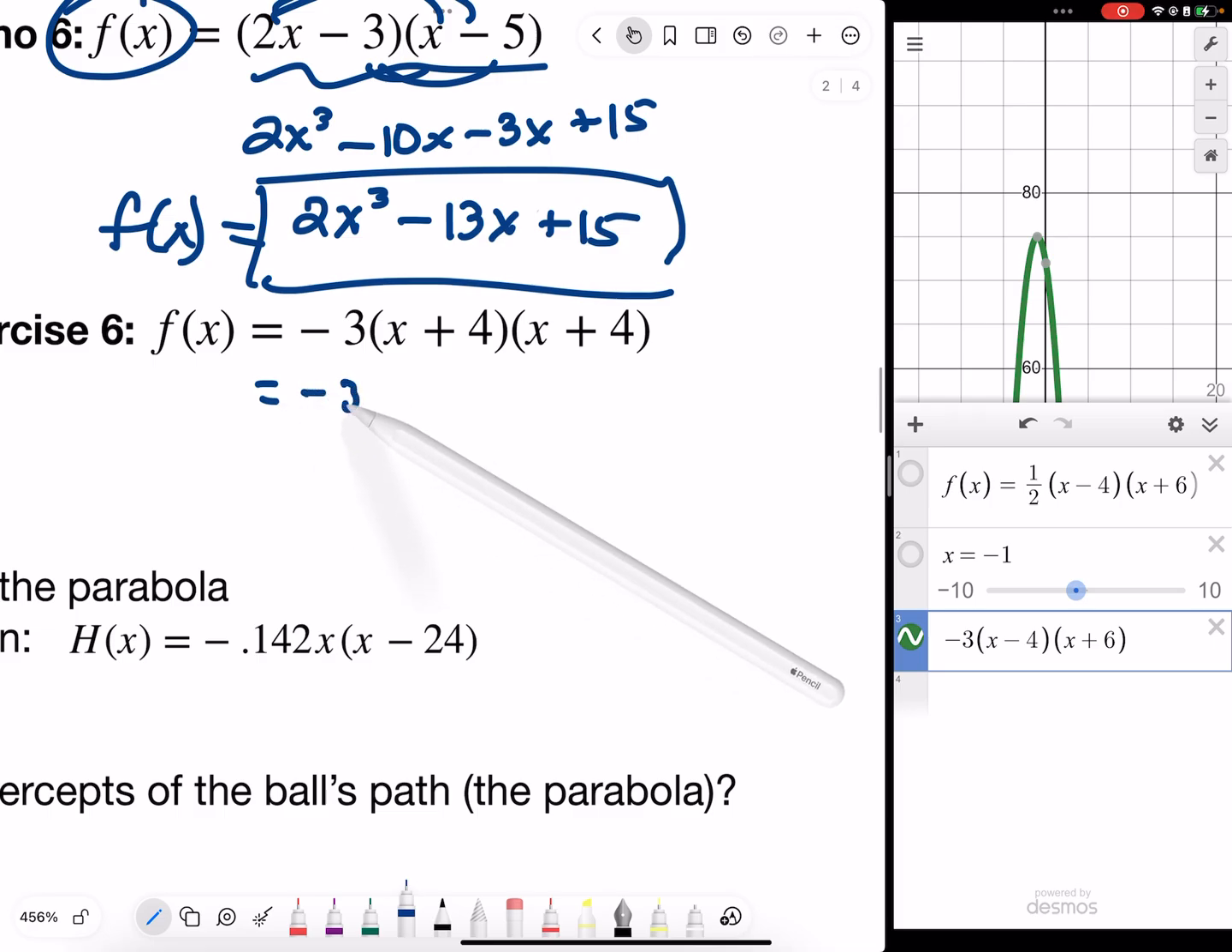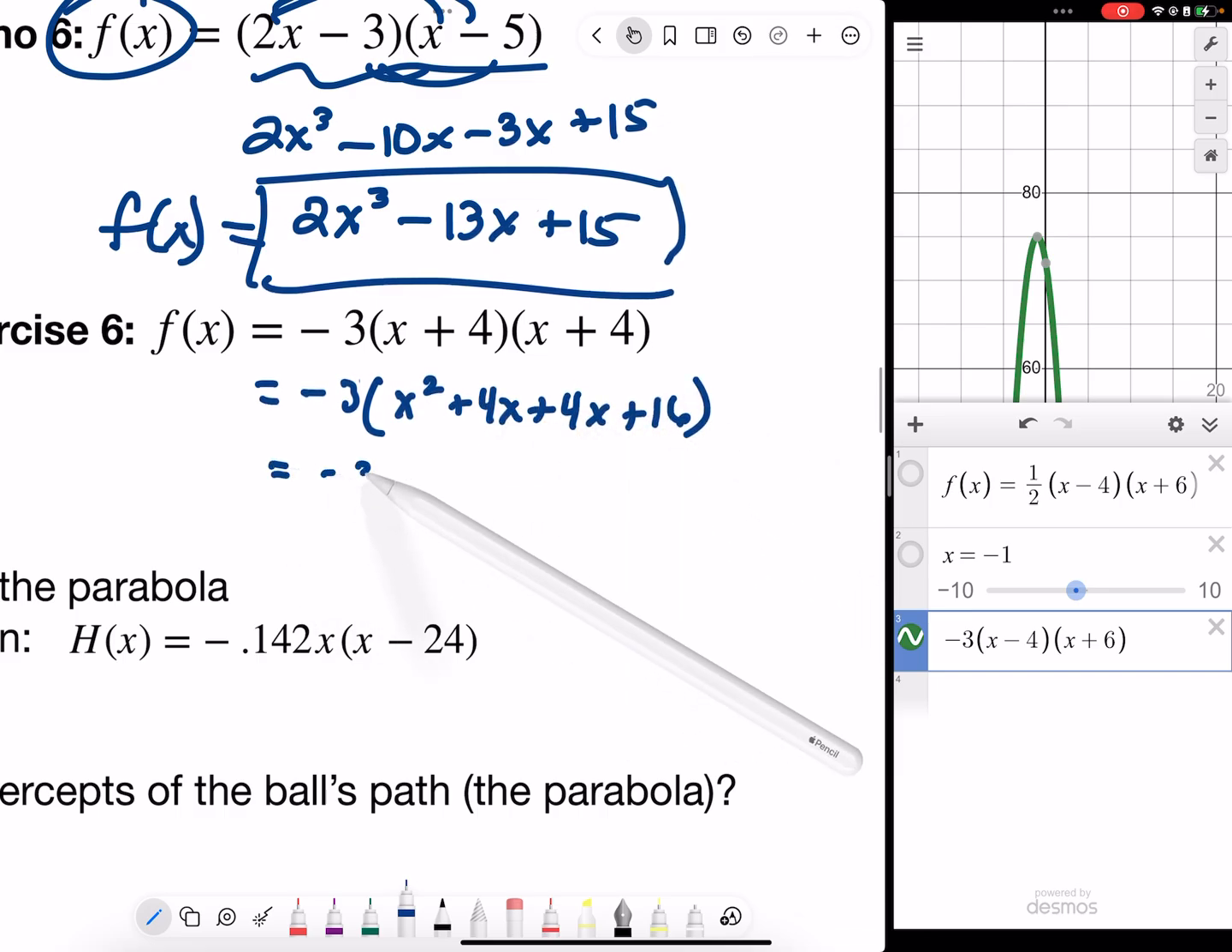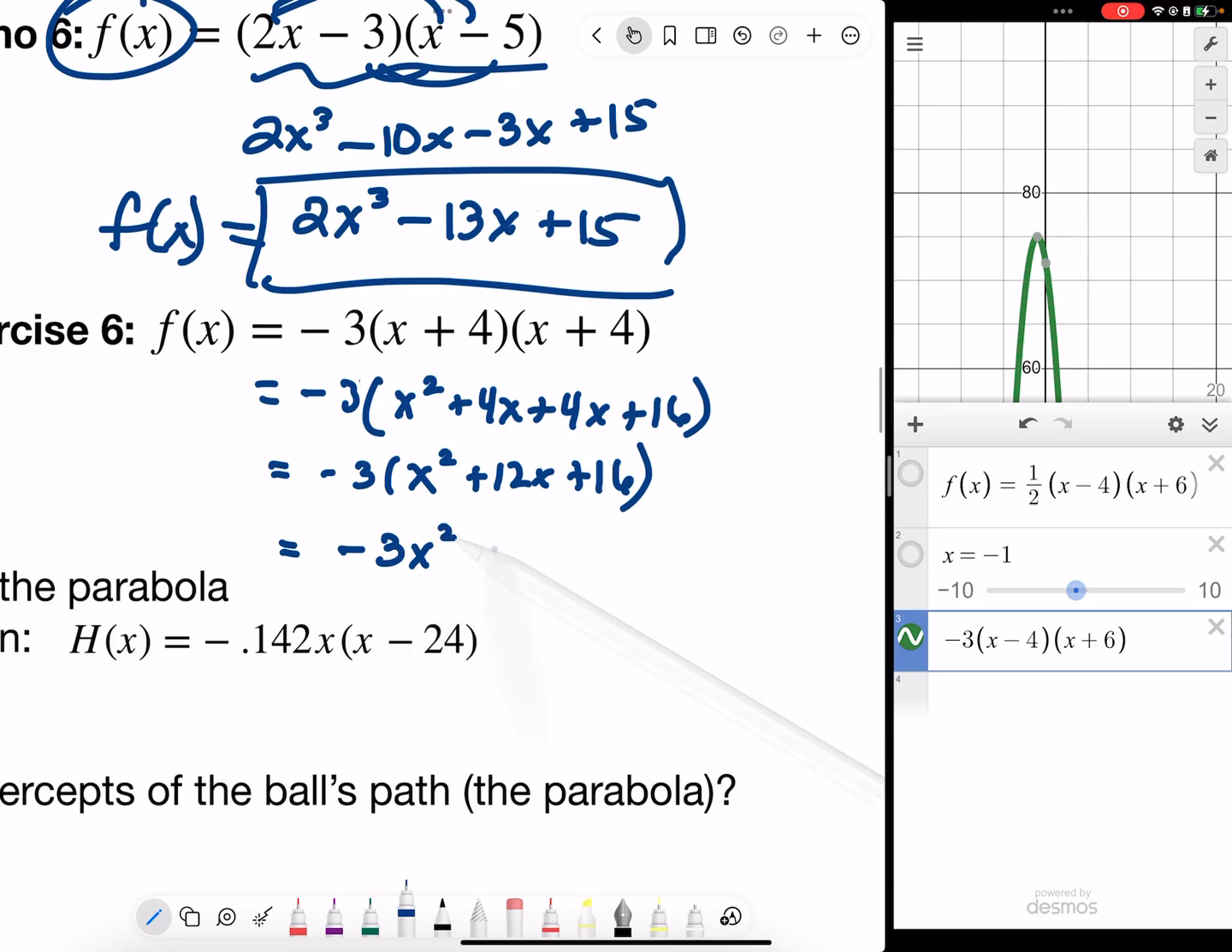Same thing. I'm going to do the x plus 4 times the x plus 4 first, giving me this, giving me this. Distribute into 3, giving me this.